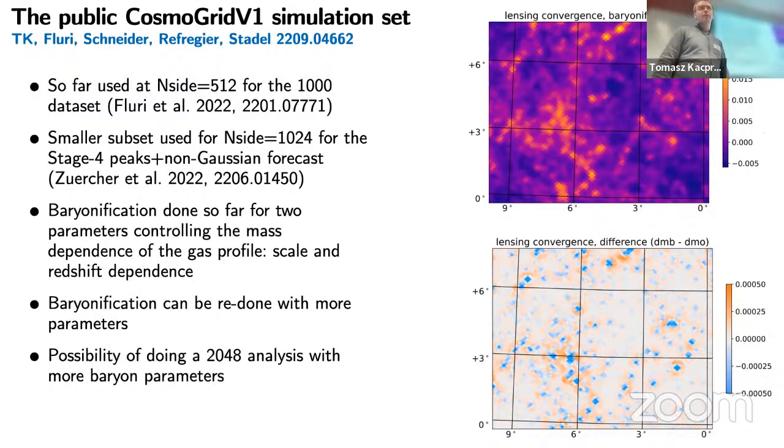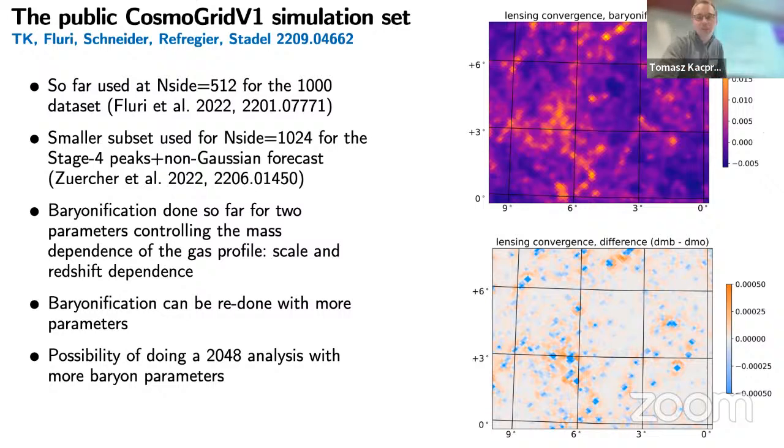Do you think learning the baryonic physics would help you in any way? Does it break any degeneracy or something? The question is whether learning baryon physics could help and break degeneracies. I think if one does a higher resolution analysis and is able to reprocess CosmoGrid with more baryon parameters, it's technically totally feasible. It's just time and computing time. Then yes, I think one could try to do it.